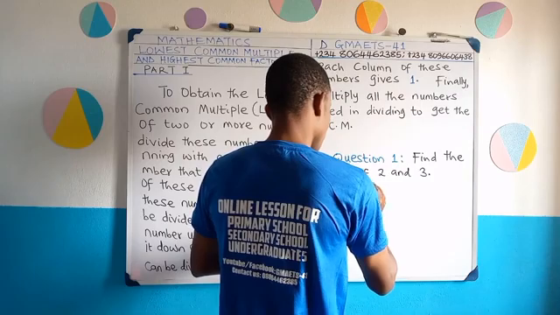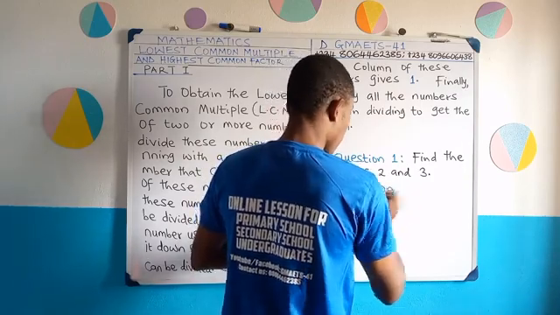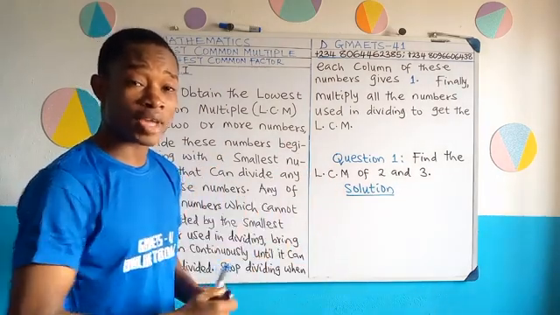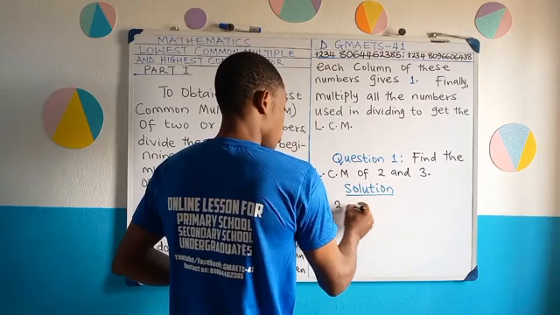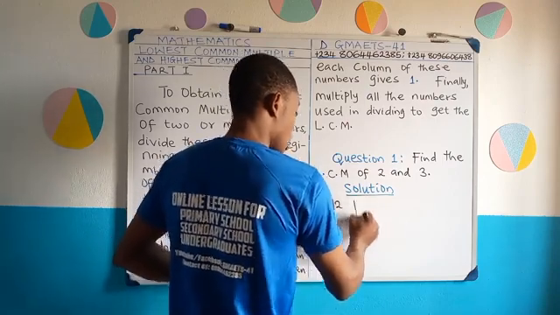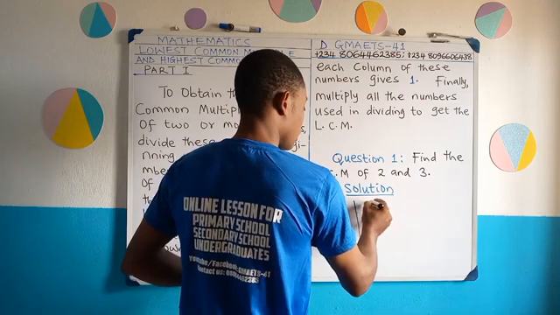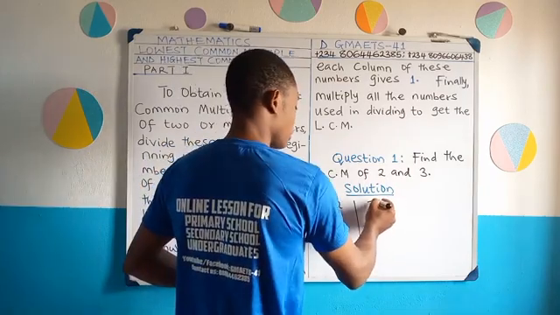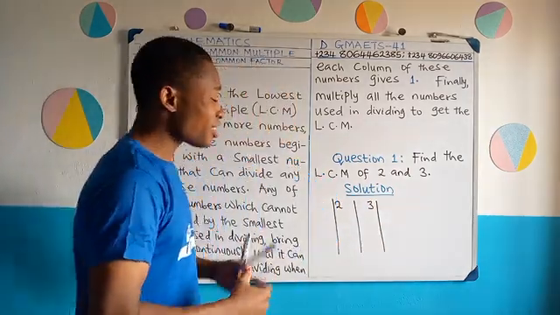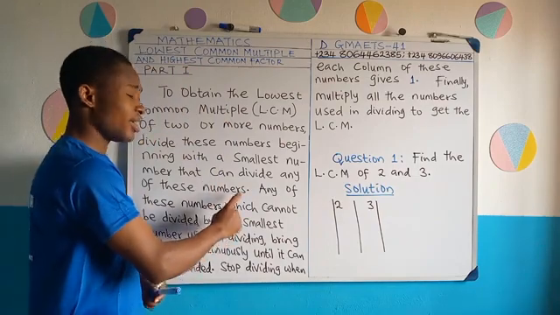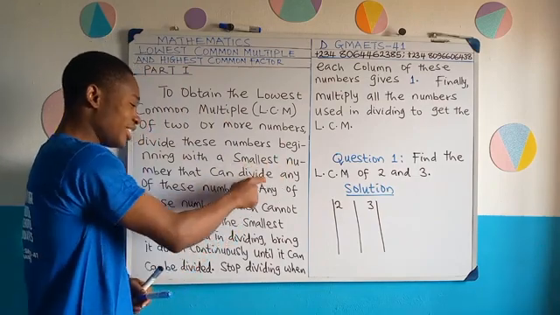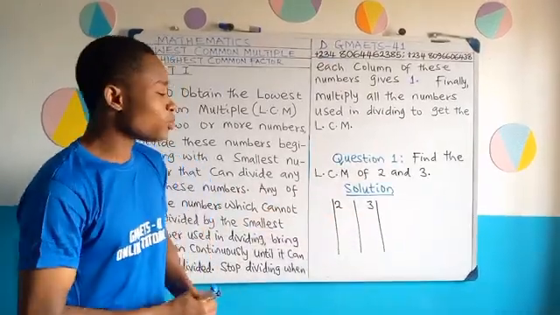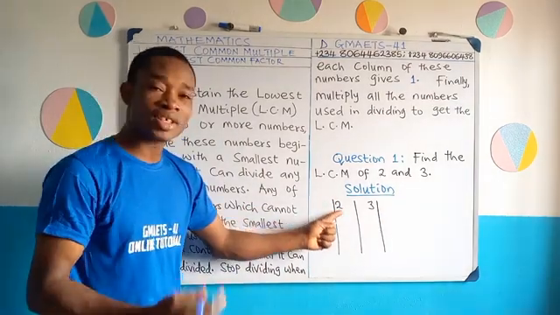Solution. What I will do is to create 2 columns because there are 2 numbers whose LCM I am to get. 2 and then 3. These are the two columns, one for 2, the other for 3. Then I will start dividing. I will pick the smallest number that can divide any of these numbers. So which number will I pick that can divide either 2 or 3?